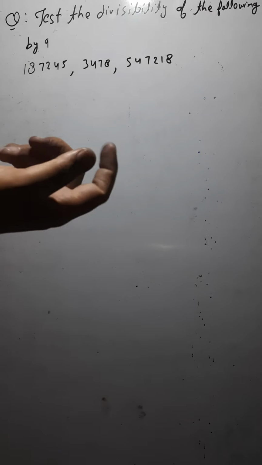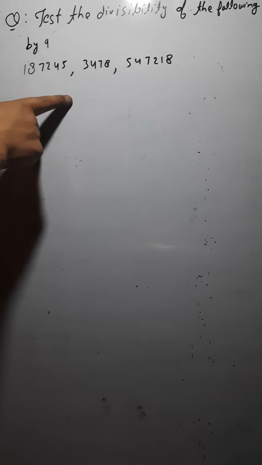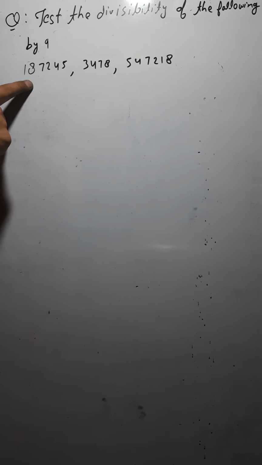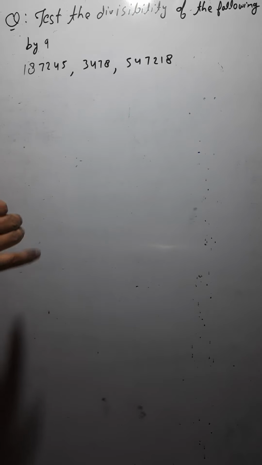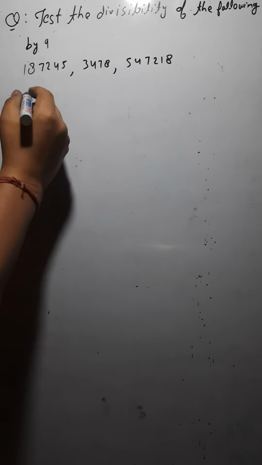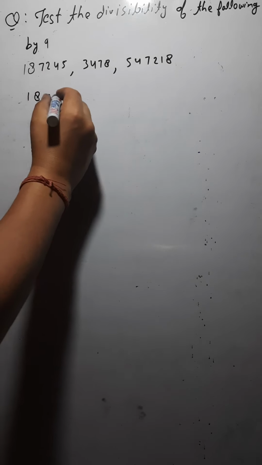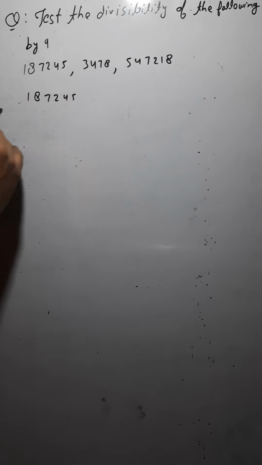Okay, can you write? I think you are writing the rule also. So write the rule. If the sum of the digits of a given number is divisible by 9, then the given number is also divisible by 9. Getting this? Okay. Now let's check whether the first one is divisible by 9 or not. What is the first one here? It is 187245. So first what we have to do?